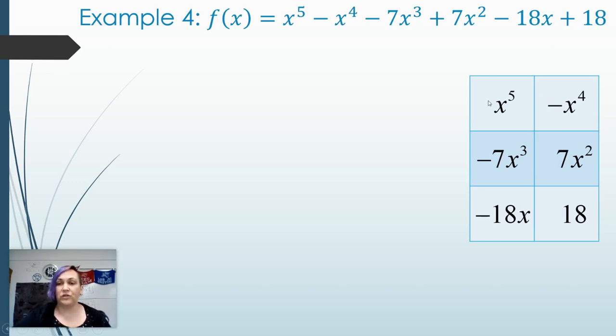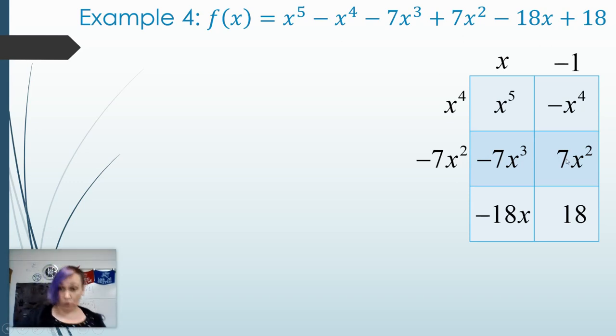All right, my first row has an x to the 4th in common. And then x to the 4th times x makes x to the 5th. x to the 4th times -1 makes negative x to the 4th. Jumping down here, x times -7x squared makes -7x to the 3rd, and I should double check and make sure that this box over here works out too. So -7x squared times -1 is positive 7x squared.